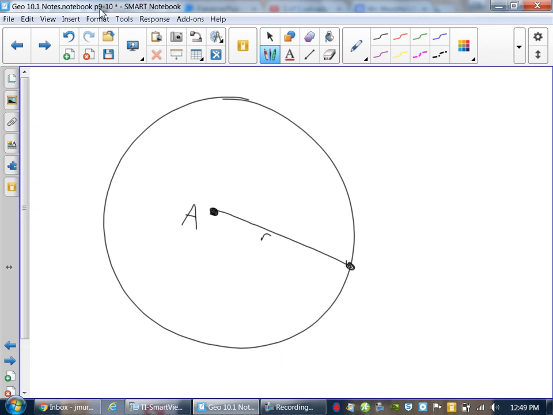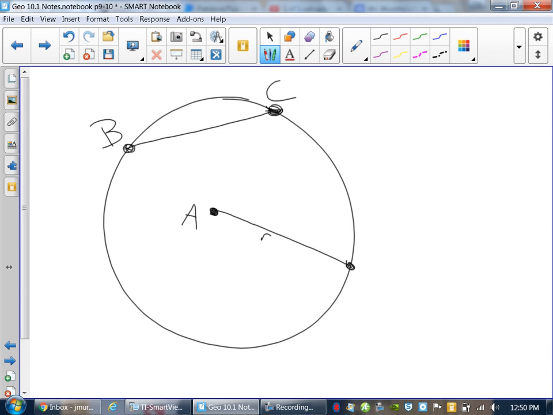After that, we did something called a chord. A chord is what? It goes from one side to the other, but more importantly, it stops on the circle. It has endpoints on the circle, because it can go through the circle, and that was something different. Okay? So when you have endpoints on a circle, you are a chord.